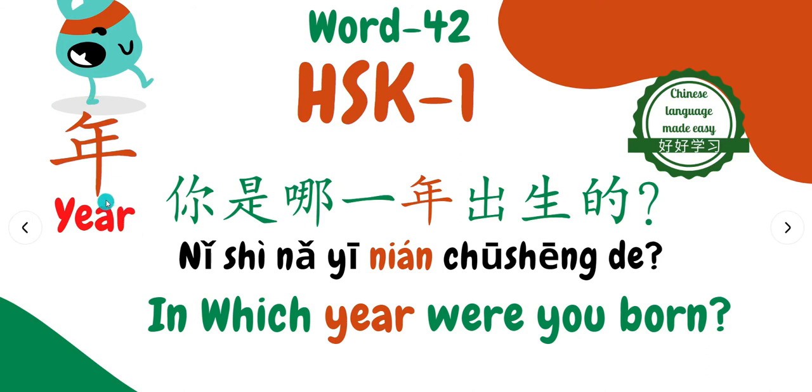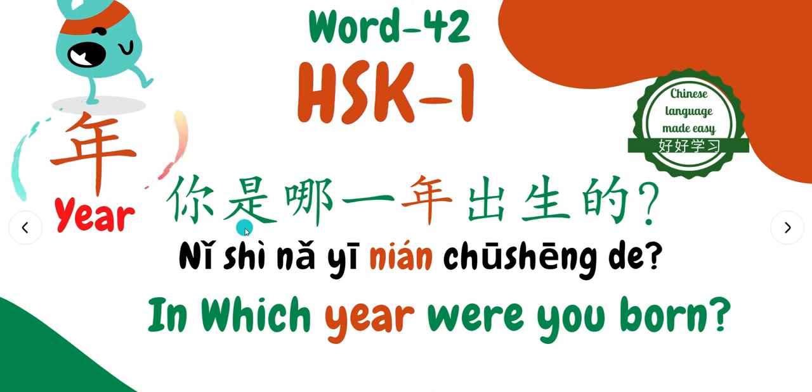Next we have nian with the second tone. Nian means year. 你是哪一年出生的？ This is a sentence in which we will discuss each word one by one. 你 means you, which you already know. 是 is a verb to be, which we almost use in Chinese sentences for the meaning of is, am, are, etc. But here it is used along with 的.